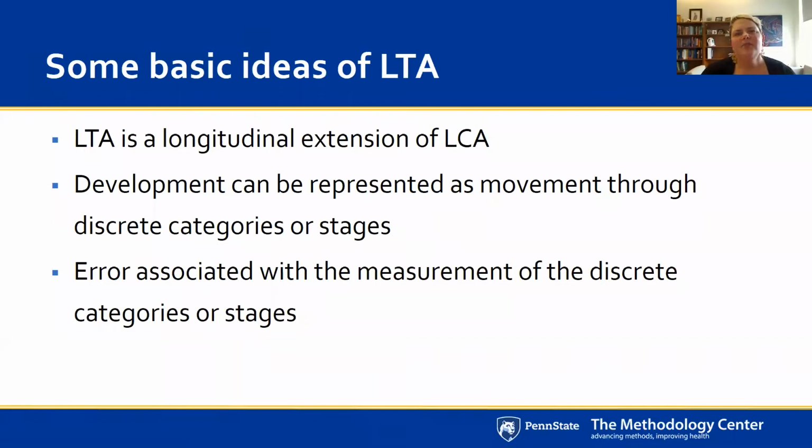If we move on to latent transition analysis, the key feature is that LTA is a longitudinal extension of LCA. So it requires at least 2 waves of data. And the idea is that you want to model development as movement through a set of discrete categories or stages. So in this depression example, I'm particularly interested in, say, the proportion of people who move from the SAD only class to the SAD and disliked class.